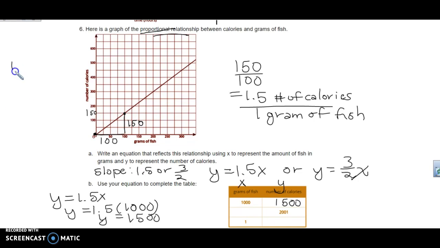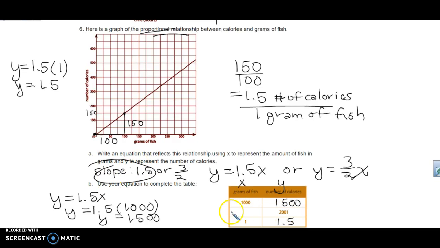Let's also go ahead and look at what happens with 1 gram of fish. So again, we're going to plug in the 1 for x, and then simplify that. So that's going to be 1.5. So 1 gram of fish is 1.5 calories, which also matches your slope up here.